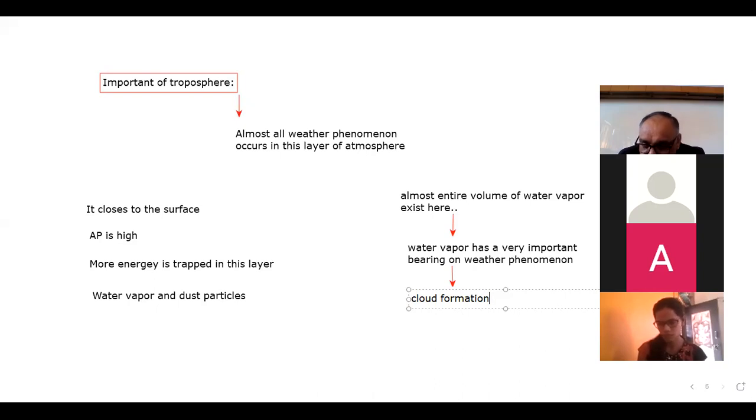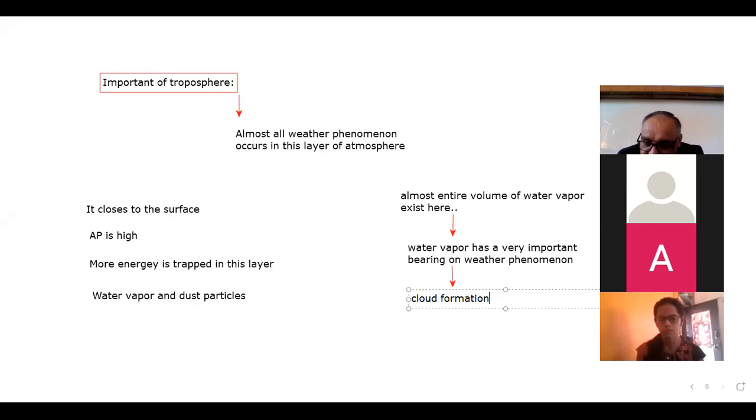The next thing is that for the condensation of water vapor, condensation means when gas turns into liquid, so that process is called condensation. For condensation of water vapor, what is required? I told you yesterday that some nuclei are required. And the dust particles are in high quantity in the lower layer of the atmosphere because of the gravitational force of the earth, because their weight is more.